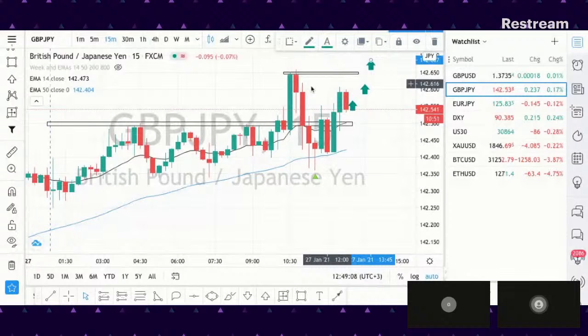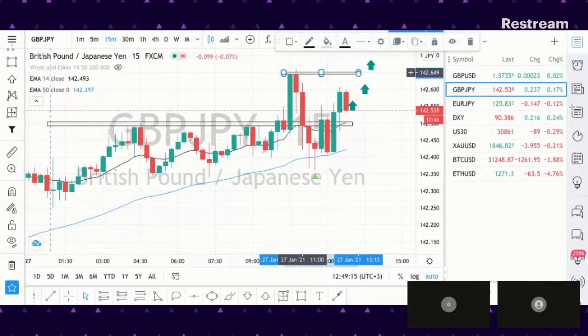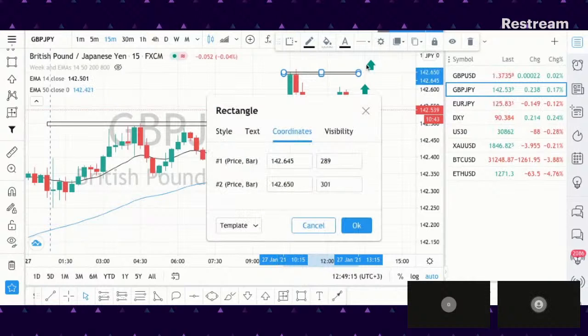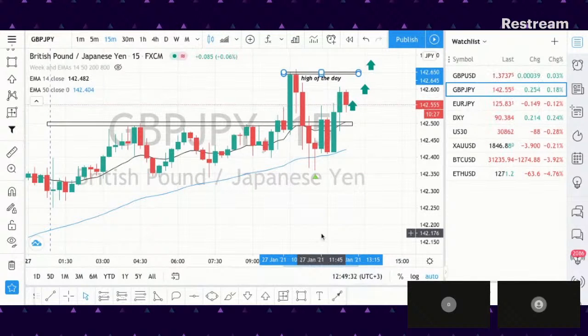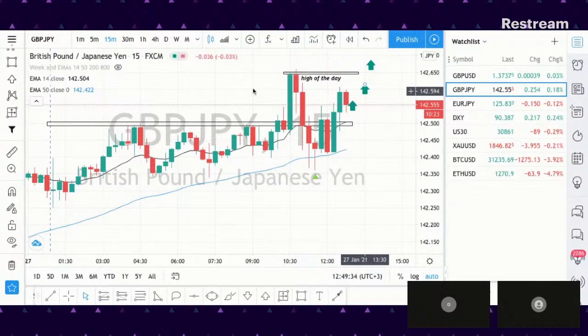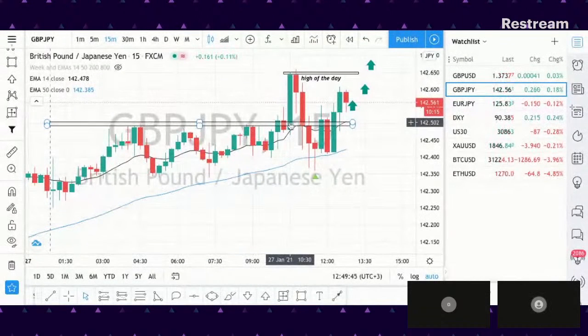Price to break the high of today, which is here. Let me do this. So this is the high of the day. So I'm expecting price to break this high, because this resistance was broken earlier by this one big candle.